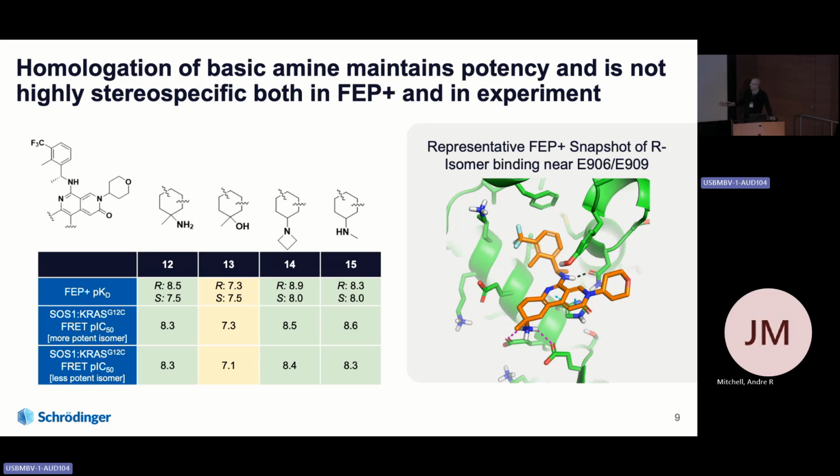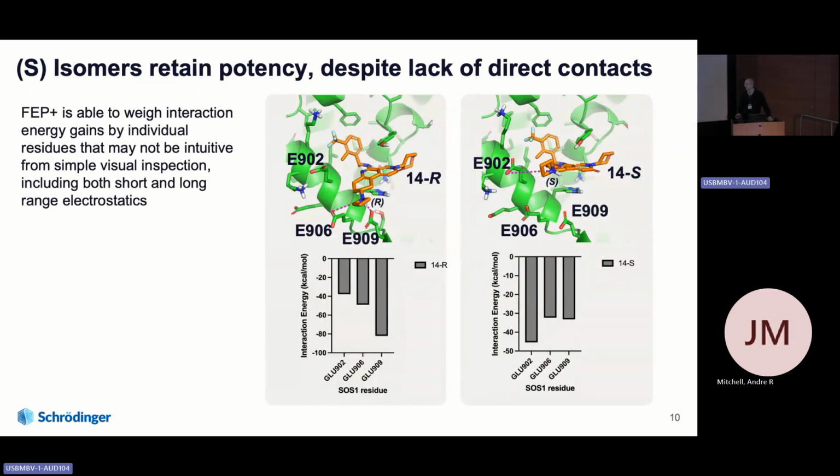That doesn't really make a lot of sense because what I'm showing you here are the R isomers. And in the S isomer, right, the nitrogen is going to be flipped up, which is pretty far away from 906 and 909. So I think this is another really great example of where FEP helped unravel this slight conundrum, because what we were able to see when we looked at the per residue interaction energies with glutamate 902, 906, and 909 is that the electrostatic interaction energy flips between the R and the S isomers.